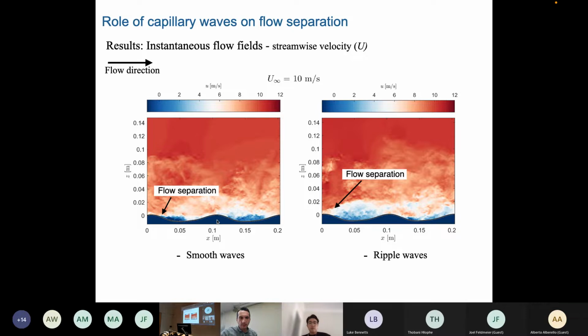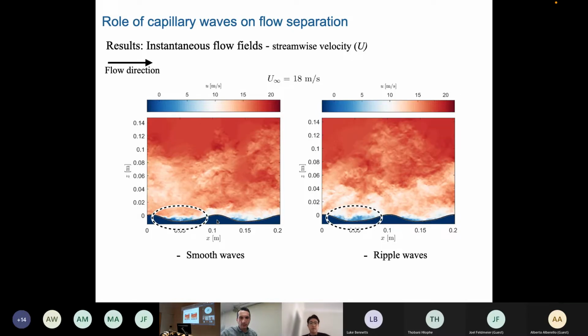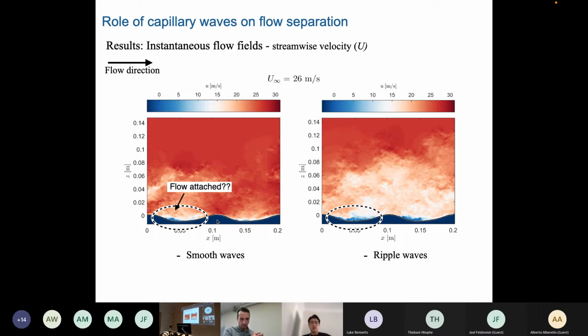But as we increase the wind speed to 18 meters per second and 26 meters per second in the instantaneous field, we noticed that the velocity deficit region for smooth waves was a lot smaller compared to the ripple wave case. This indicates that the flow is likely attached to the surface for the smooth wave with increasing wind speed. It might not be quite obvious from the instantaneous field.